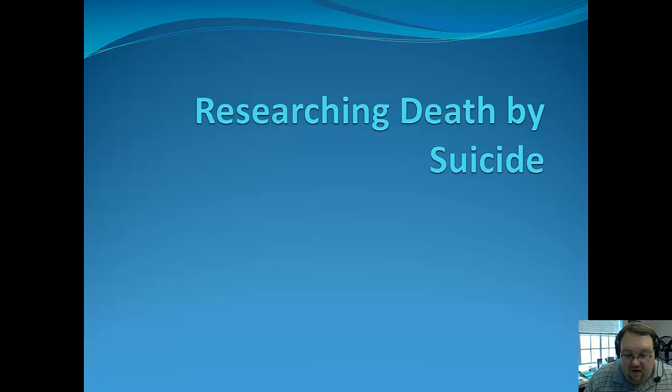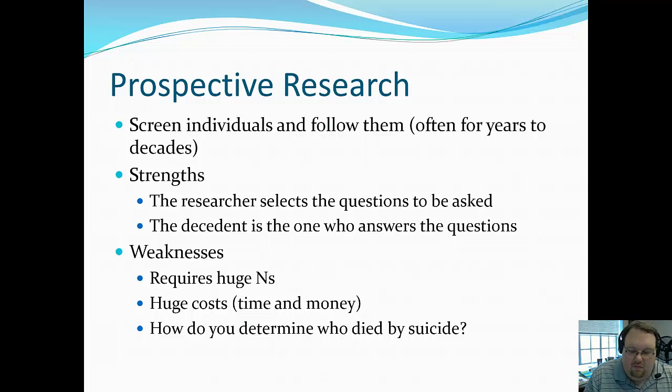The gold standard is researching death by suicide. Now, it's hard to do because obviously your participants are dead. So you can't just find people that died by suicide and interview them. Because of that, we end up doing much more elaborate studies in order to study individuals who die by suicide. As I mentioned, one of the ways that we do this is through prospective research. So what happens is we screen tons of people and then follow them. Usually we follow people for years or even decades.